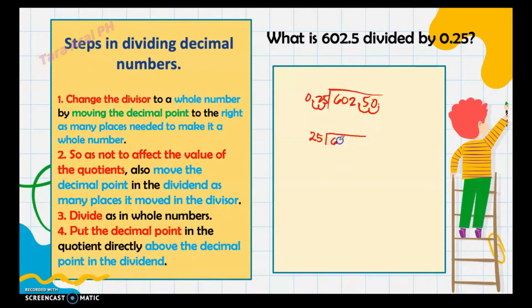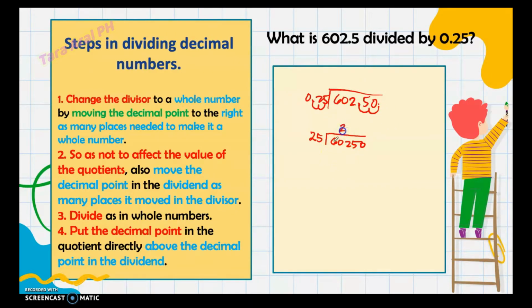So our new value now is 60,250. We can now divide. So as not to affect the value of the quotient, also move the decimal point in the dividend as many places as you moved in the divisor. So that's what we did here. Now, divide it as in whole numbers.